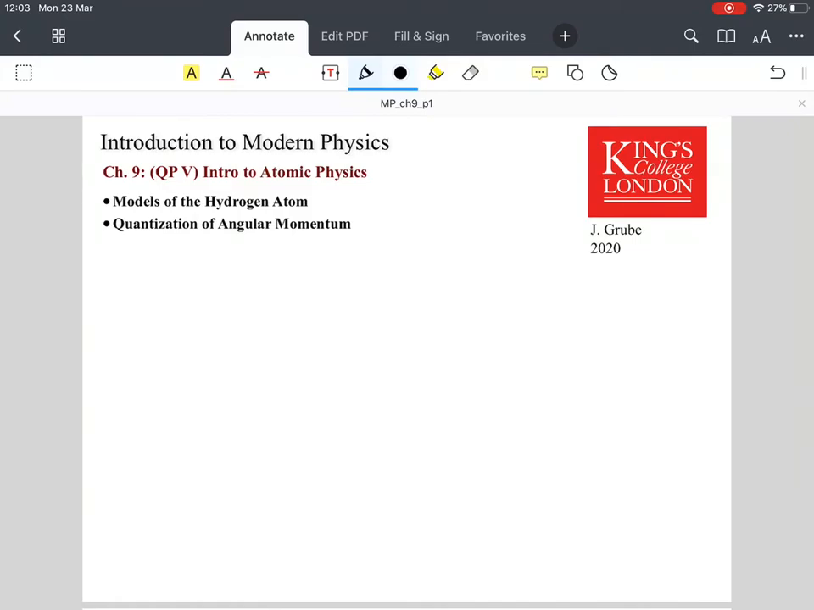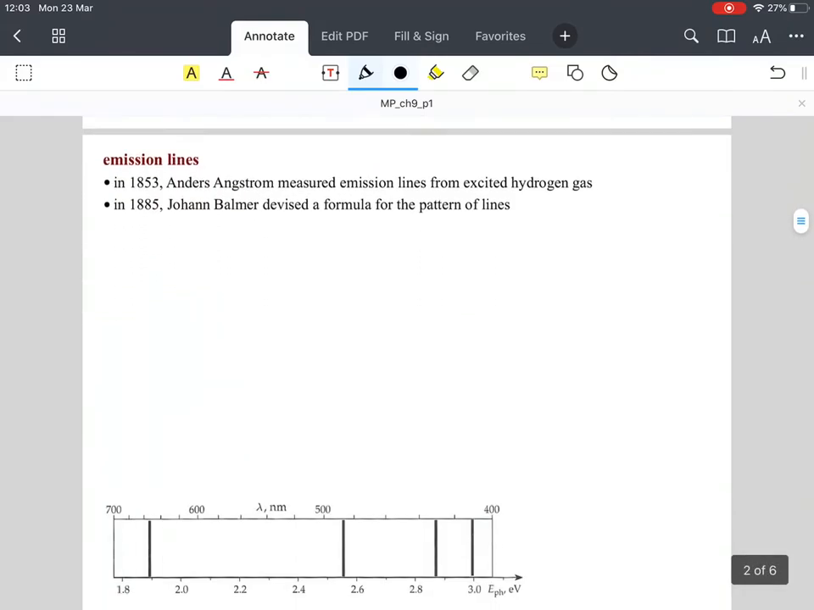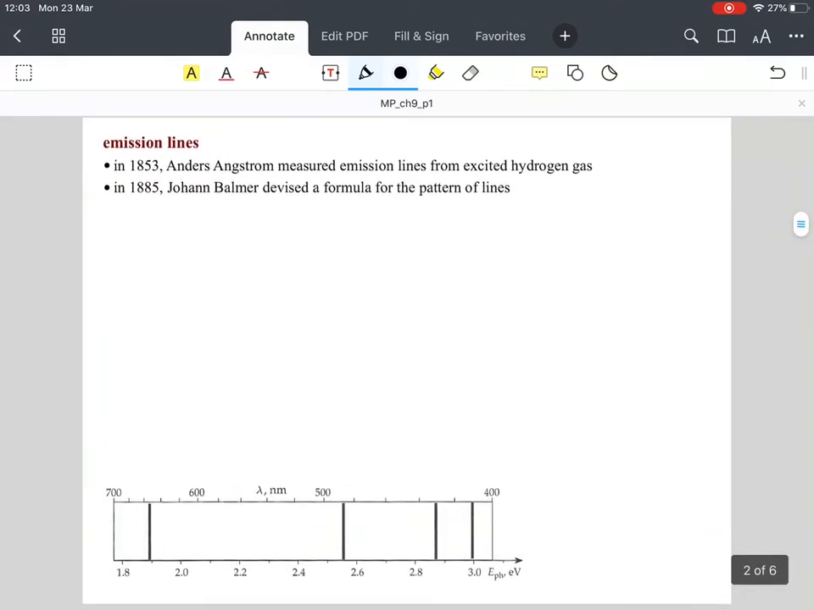Then we'll move on to the results of applying the Schrödinger equation to the hydrogen atom, which you can do quite painfully analytically. And then this will show a quantization of angular momentum, and we'll see what that means.